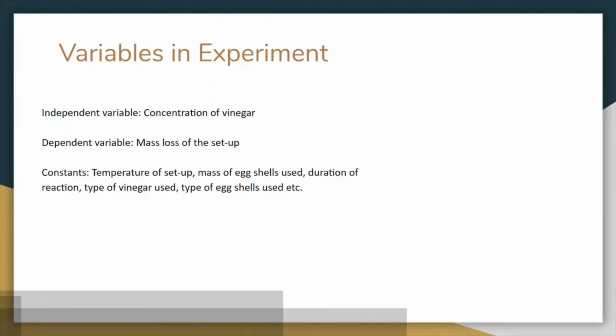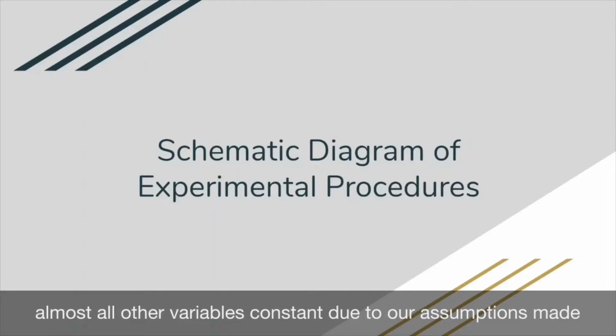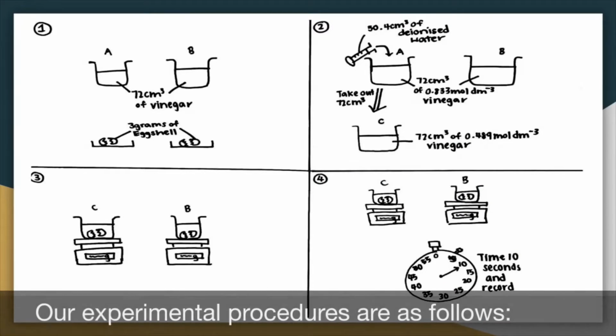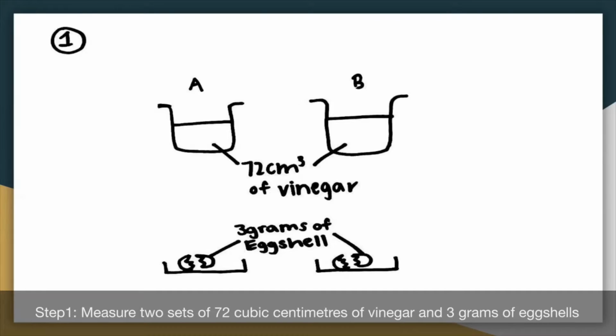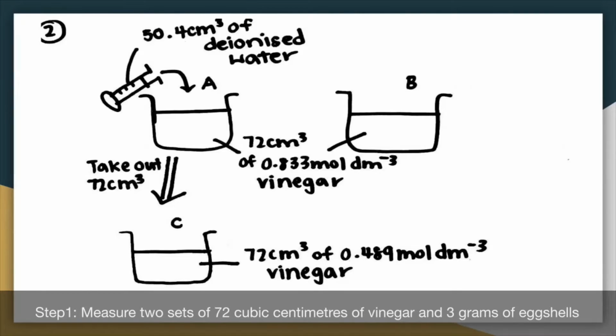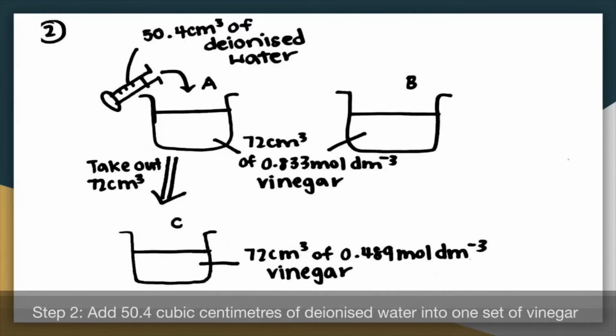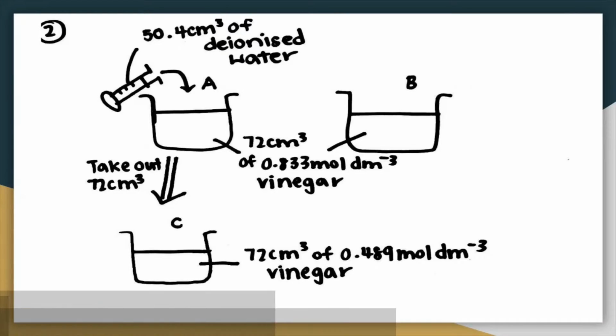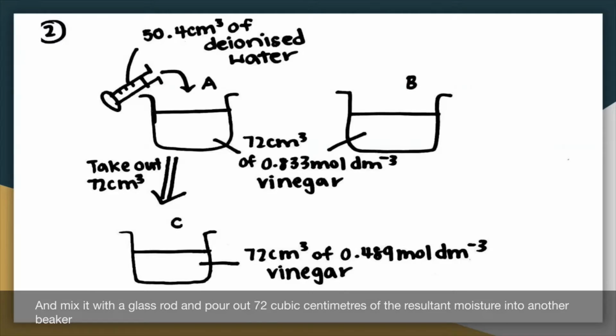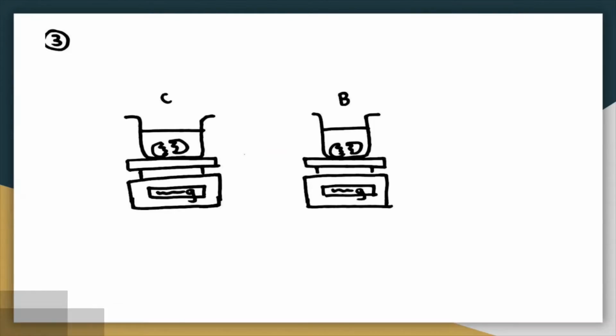This will be done while keeping almost all other variables constant due to our assumptions made. Our experimental procedure is as follows. Step 1. Measure 2 sets of 72 cubic centimeters of vinegar and 3 grams of eggshells. Step 2. Add 50.4 cubic centimeters of deionized water into one set of vinegar and mix it with a glass rod, and then pour out 72 cubic centimeters of the resultant mixture into another beaker.